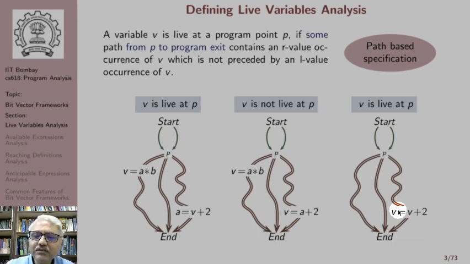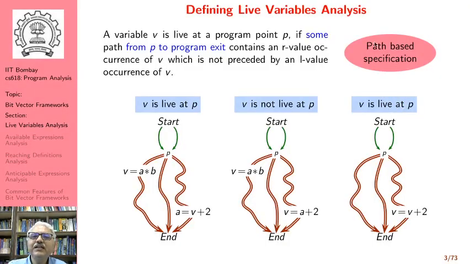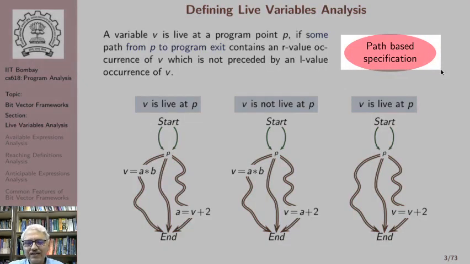And therefore, this use of V precedes this definition of V, and therefore here we say V is live at this program point. The interesting thing here is that this is a path-based specification. We are essentially talking about the property of a path. We are defining a variable as live in terms of what should happen in some path. As we shall see later, we don't really compute live variables analysis using a path-based specification.